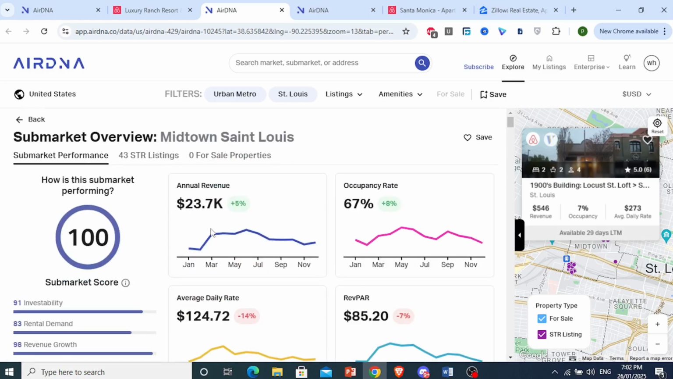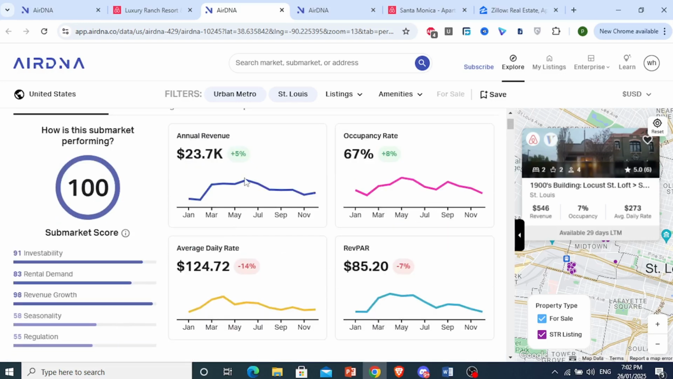Now here we have the annual revenue you can expect from a property in this area, about $23,700. We have the occupancy rate, about 67%. So when you list a property in this town in St. Louis, you should expect that your property is occupied about 67% of the time. This is the average daily rate that someone would be paying to live in your property. Of course, each sub-market has 1 bedrooms, 2 bedrooms, 3 bedrooms, 4, even 5 bedrooms as well. So you have to take that into account as well.